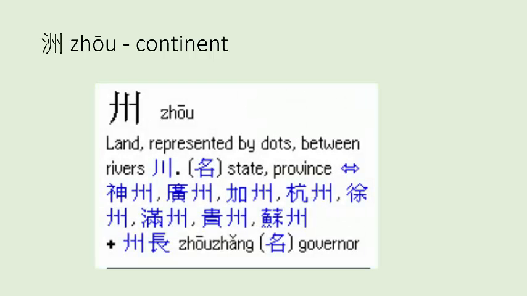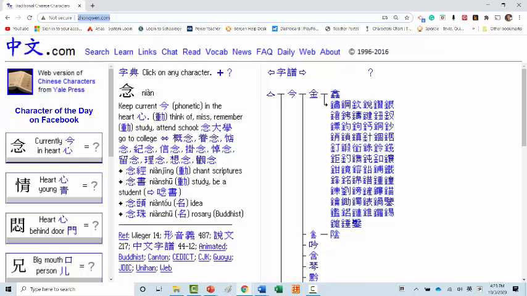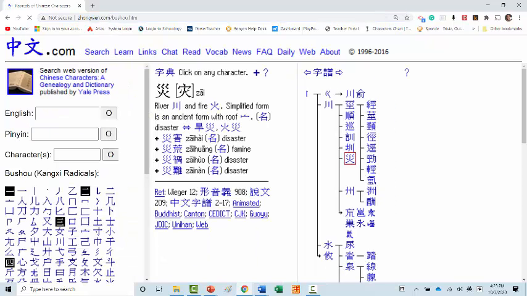Zhōu is the character for continent, and it starts with the character for zhōu, which is state or province, and that combines the river character here with 3 dots to represent the lands in between each river, like the little states, right? And then when you add a water radical to that, it makes it a continent because they're separated by oceans. This image comes from zhongwen.com, a really useful dictionary where you can search by English or pinyin or character. Unfortunately, it's in traditional characters, but what's great about it is that each character is given a dissection and a story to explain why that character means what it does.